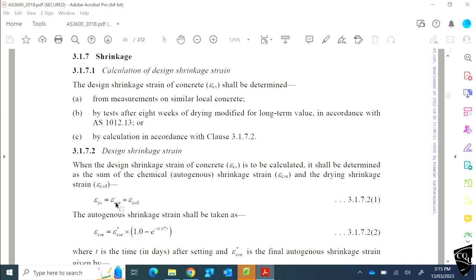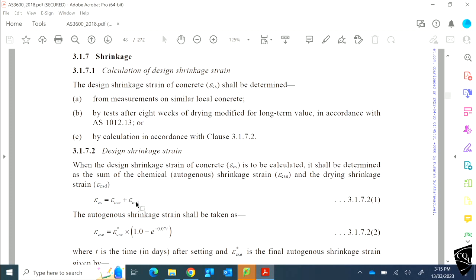The first one is the shrinkage strain due to chemical effect, which is called chemical shrinkage. The other one is due to the loss of moisture, which is called drying shrinkage. So the two things: one is chemical shrinkage, the other is drying shrinkage. As I told you, the chemical shrinkage is generally very dominant in the first 7 days. After that it will reduce. Generally after 30 days it becomes very small.